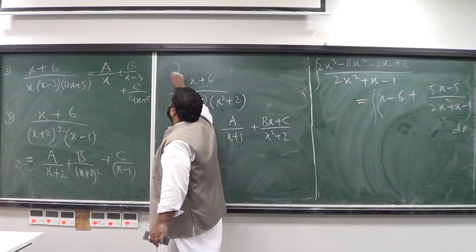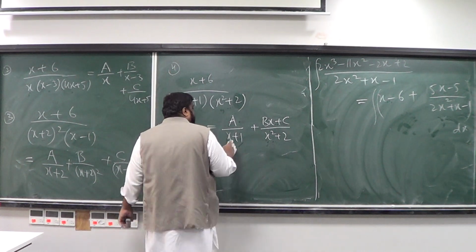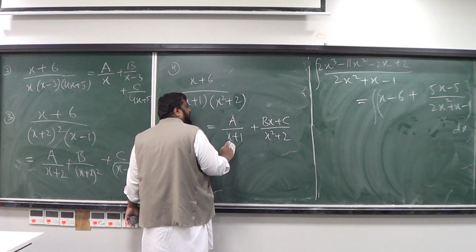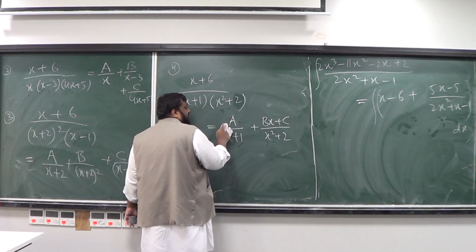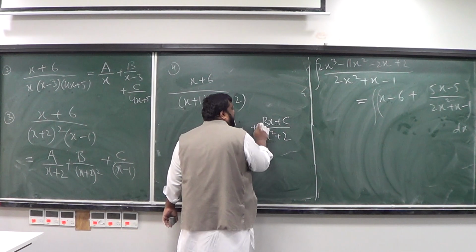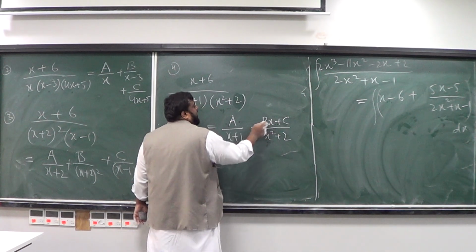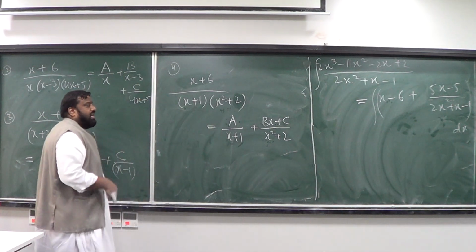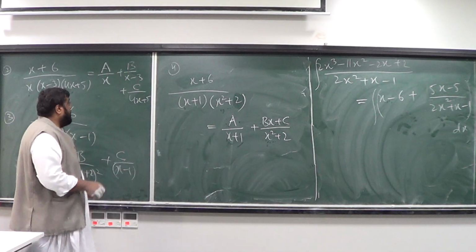This is rule number 4. If in the numerator or denominator you have a linear polynomial, you have to put a constant. And if you have a quadratic polynomial, you have to put a linear expression in which the coefficients are unknown, and our task is to determine these coefficients.